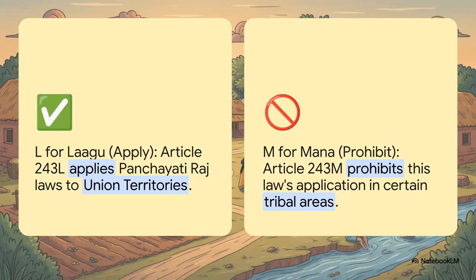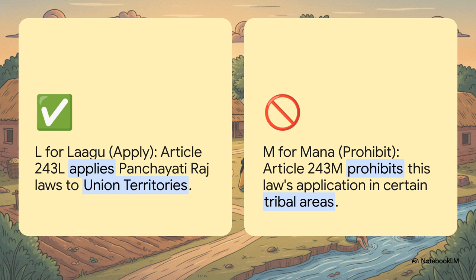Next up, we've got a pair that just makes sense together. L stands for lagao, a Hindi word that means to apply. So Article 243L applies all these Panchayati Raj laws to union territories. And its counterpart, M, for mana, which means to prohibit. Article 243M creates important exceptions, saying these laws might not apply or will apply differently in certain tribal areas to protect their unique customs. One applies, the other creates an exception.